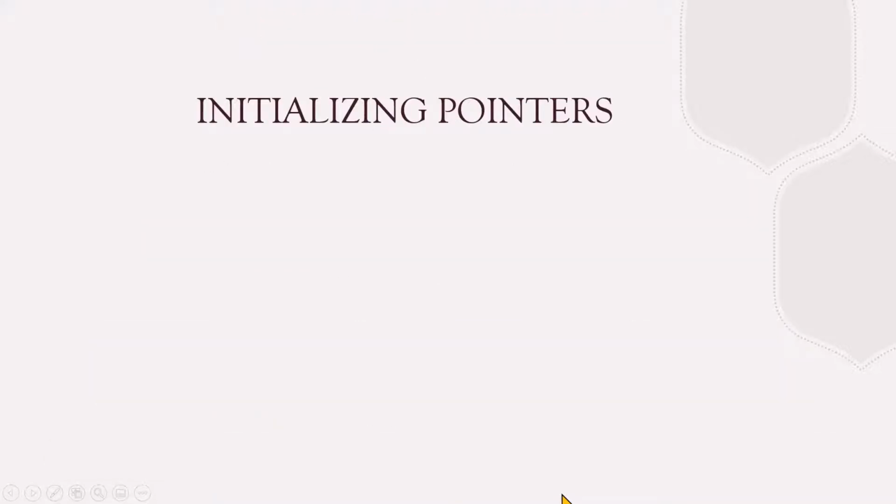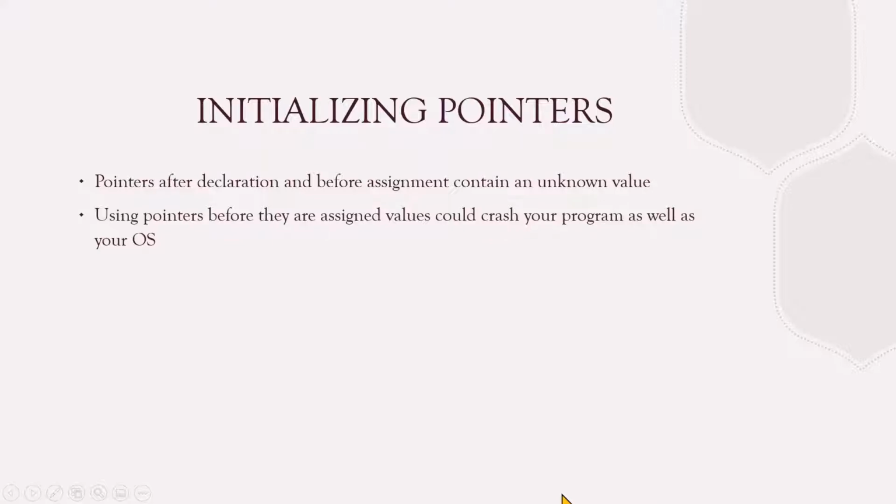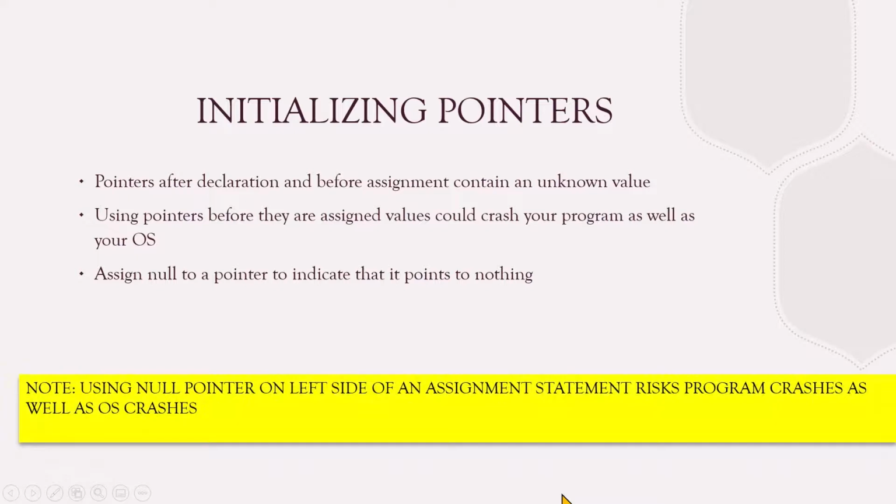Coming now to initializing pointers. Pointers after declaration and before assignment contain an unknown value. Therefore, using pointers before they are assigned could crash your program as well as your operating system. Therefore, it's good to assign a null to a pointer to indicate that it points to nothing when you declare it. But using a null pointer on the left side of an assignment statement risks a program crash as well as an operating system crash. Right? So we need to be careful of that.